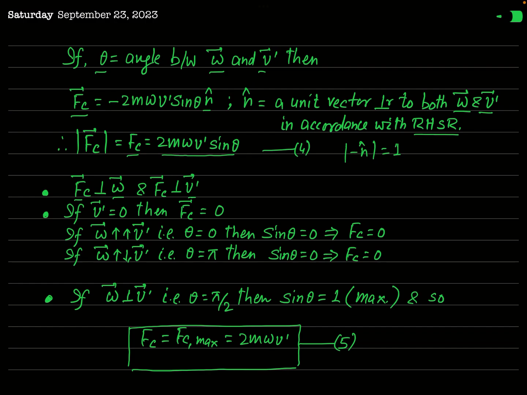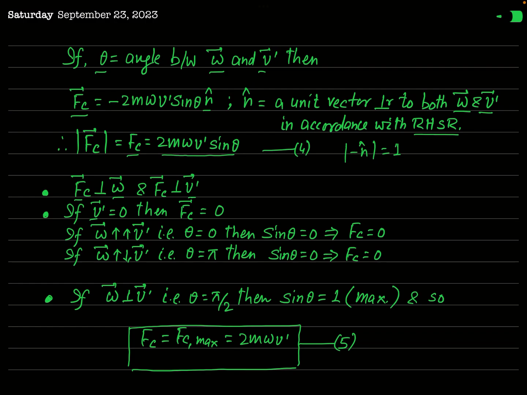In other words, you can also say that the Coriolis force is perpendicular to the plane containing omega and v prime. Now, consider that v prime is 0, that is, the particle under consideration is at rest in the rotatory frame. Then what will happen?